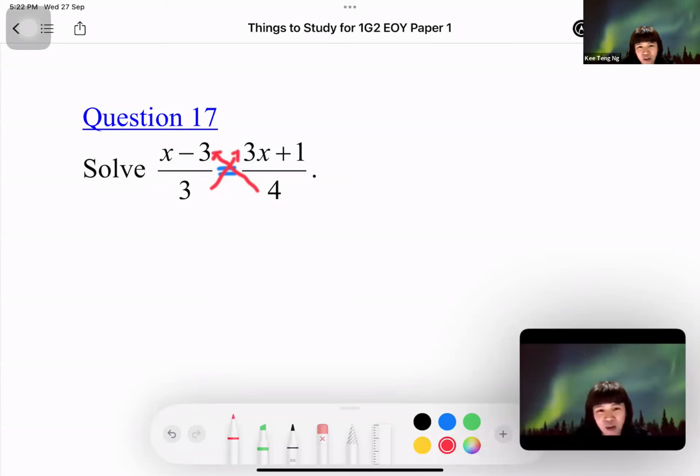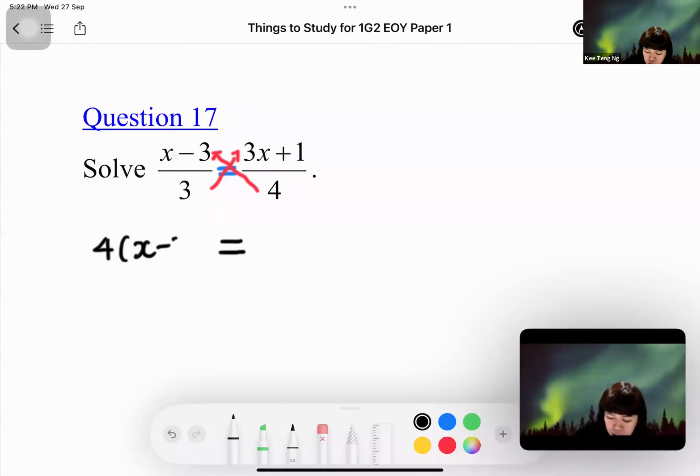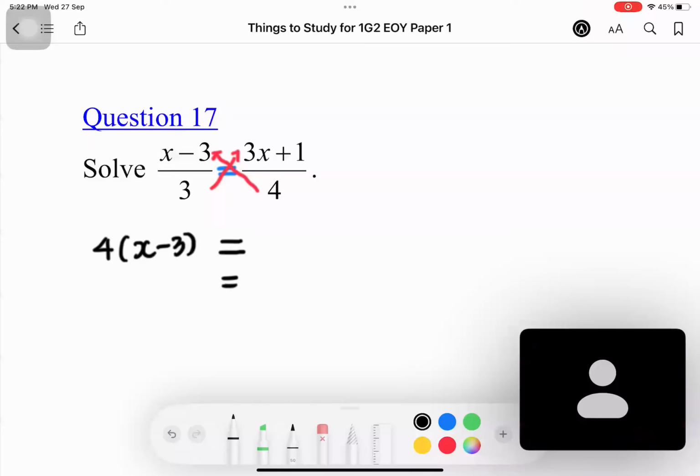Okay, so this one over here, this is cross multiply. Remember, only the numerator cross and multiply on top. But when we cross multiply, the equal sign stays in the middle. Okay, next person, Raiden. Raiden, can you tell me what will be on the left-hand side? This one crossover is 4 times x minus 3. 4x minus 12.